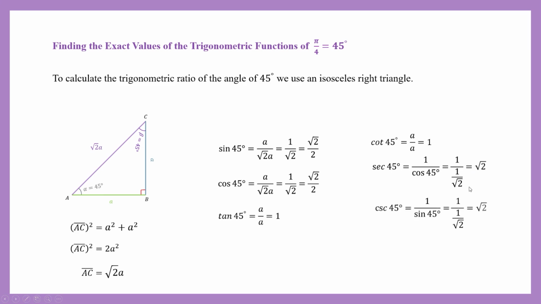Cosecant of 45 degrees is equal to 1 divided by sine of 45 degrees, because we know that cosecant of any angle is the reciprocal of the sine of that angle. We found here that sine of 45 degrees is equal to 1 by the square root of 2. If we simplify this fraction, we will get that it is equal to the square root of 2.